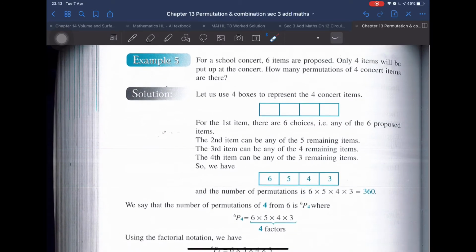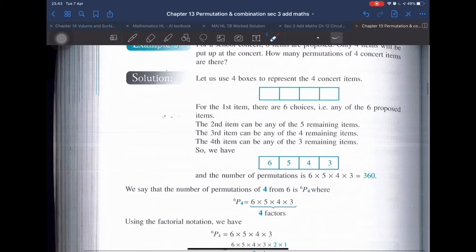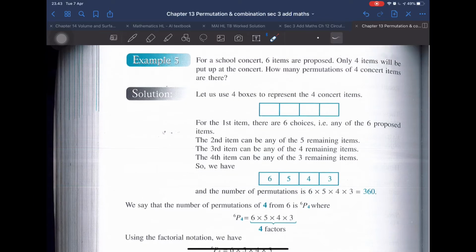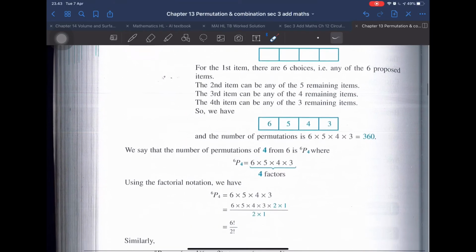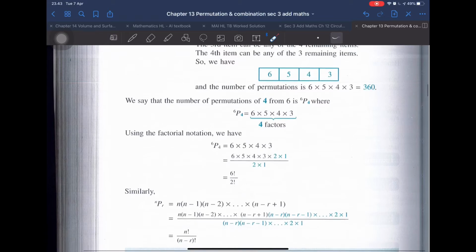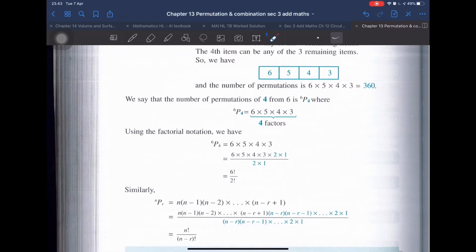There is a formula for permutation to solve that. We just do 6P4. Simply write 6P4 in your calculator, then you get the same answer as 360. What does it mean by that? So basically, this permutation formula is this.